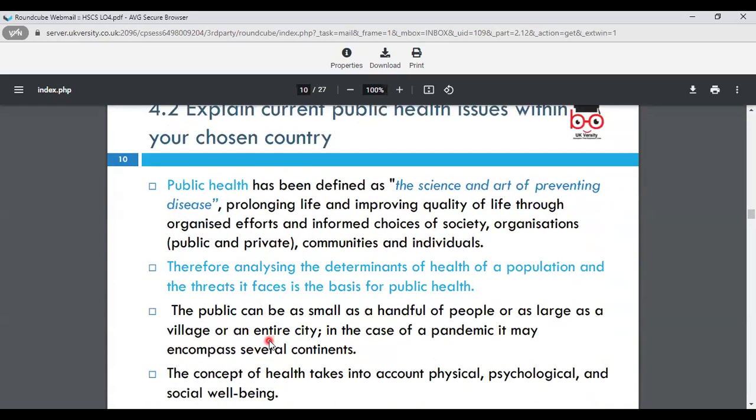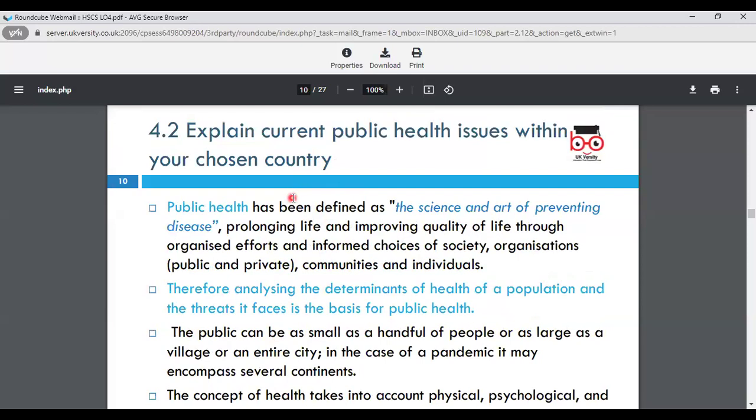And then we go on to explain the current public health issues within your chosen country. Public health has been defined as the science and art of preventing disease. Medicine treats a disease, people working in medicine or surgery treat a disease, whereas public health is the art of preventing that disease from actually happening.